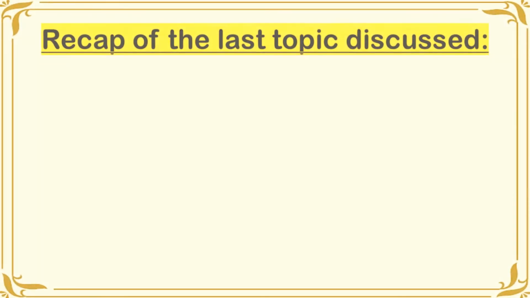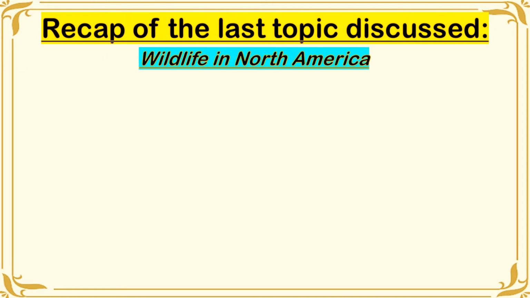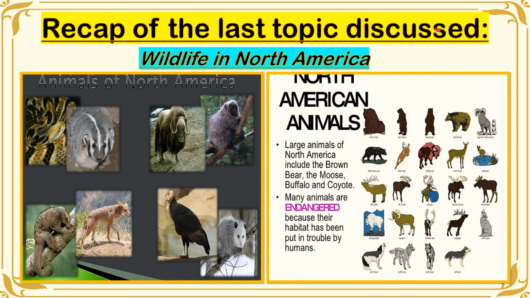Class, before we proceed to our online learning discussion, I would like us to have a short review or recap of the last topic discussed. Wildlife in North America. So these are some examples of animals that live or inhabit the North American continent. Large animals of North America include the brown bear, the moose, buffalo, and coyote. Many animals are endangered because their habitat has been put in trouble by humans.